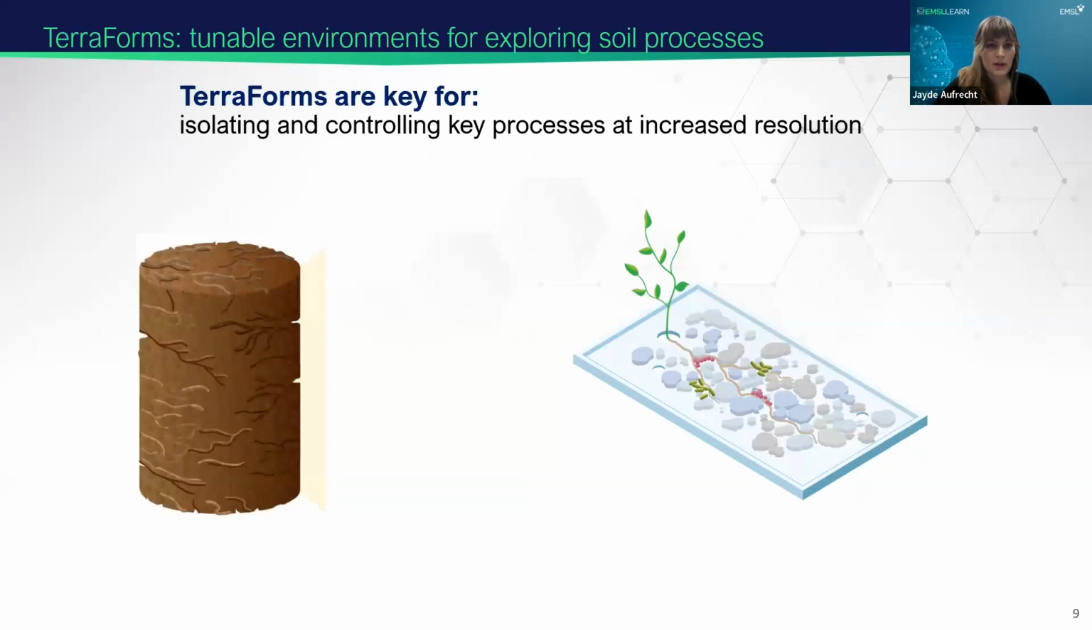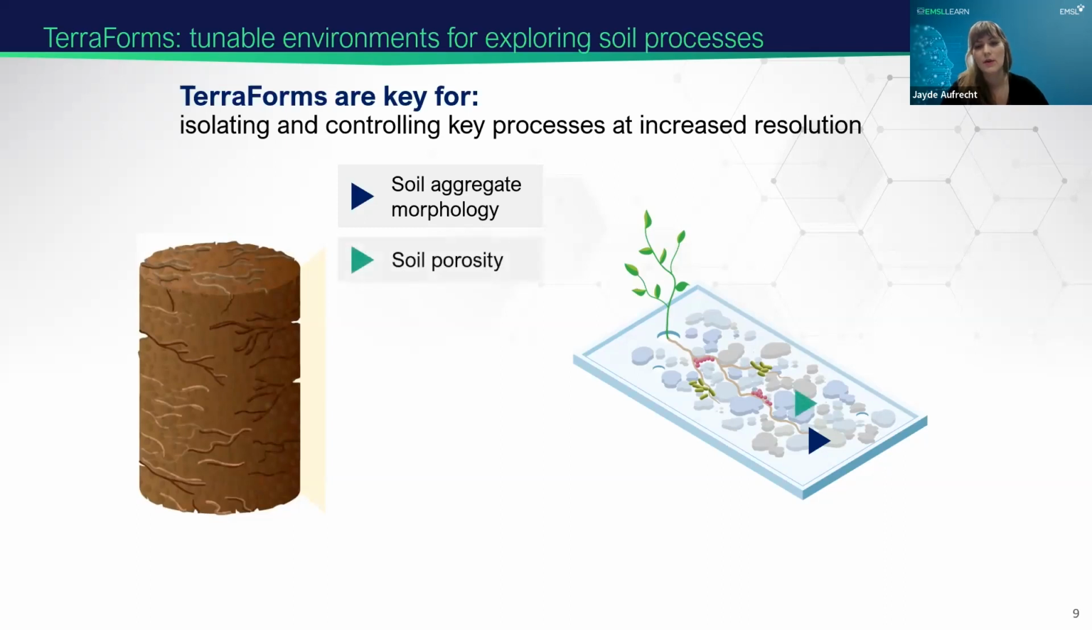So TerraForms are tunable. That is one of their major strengths. So if you have a hypothesis, something that you're interested in studying in the field, and you want to test if that's a real relationship, you can tune the parameters of the TerraForms to really understand what's affecting that process. So some of the soil parameters that we can add back to our TerraForms platform include physical structure of soil, so things like soil aggregate morphology, soil porosity. We can also tune the chemistry to make it more similar to soil, so adding back things like minerals.